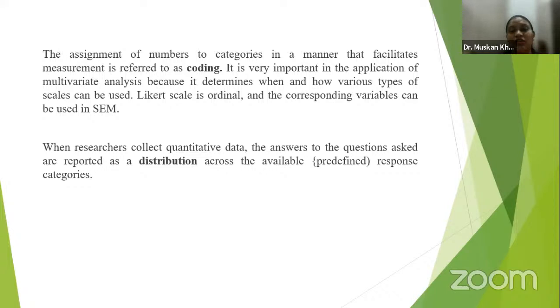We have to properly take care of the coding, what we are trying to code in the data set and what we have coded in the PLS-SEM software. When researchers collect the quantitative data, we distribute the data on the basis of the demographic, and on the basis of the variables we are trying to study in our research. So the distribution of data should be properly built.